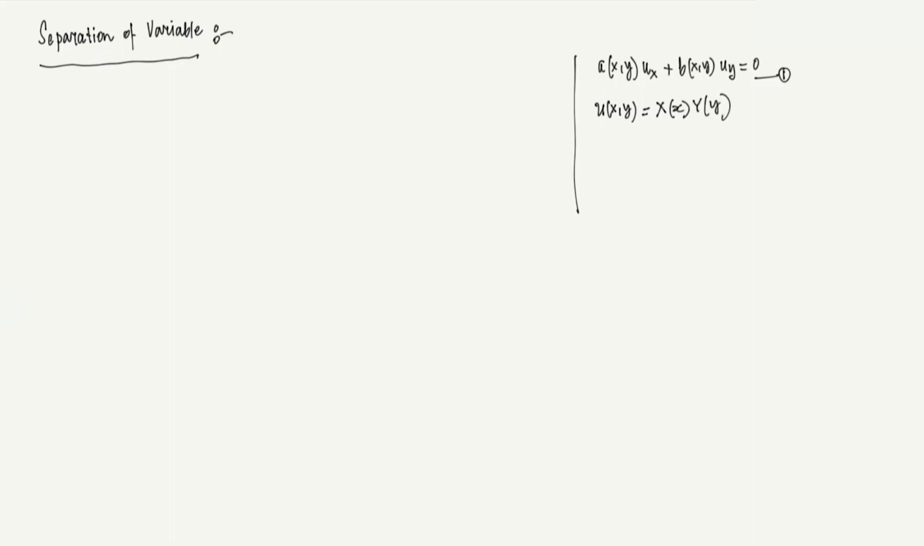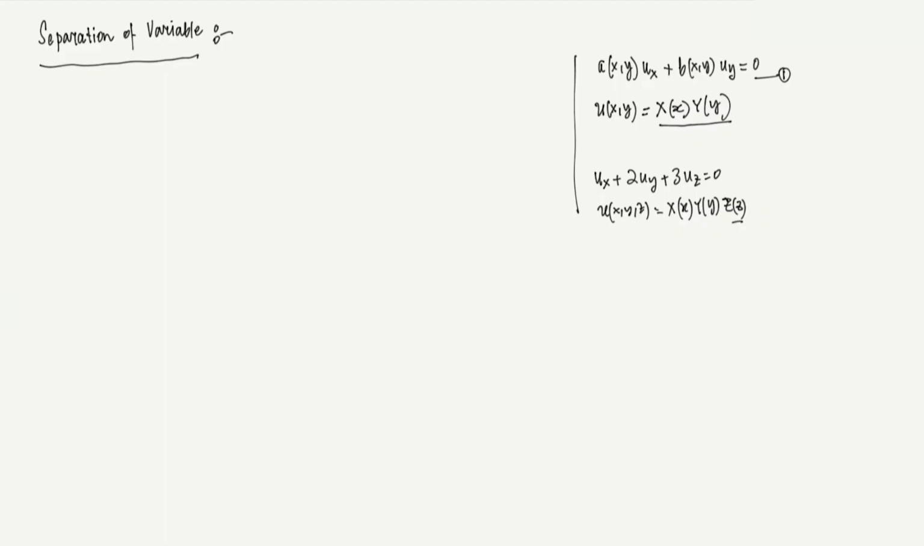Clear? Even in three dimensions, what happens? Let's say you have a problem in R3, so it may look like this: u_x plus 2u_y plus 3u_z equals 0, as an example. In that case, you start with u equal to a function of x times a function of y times a function of z. You can choose it like this.